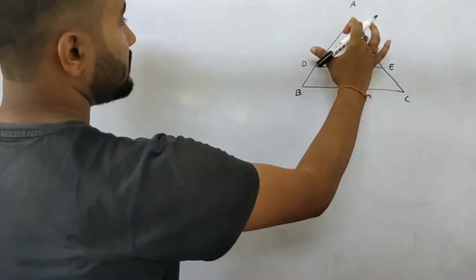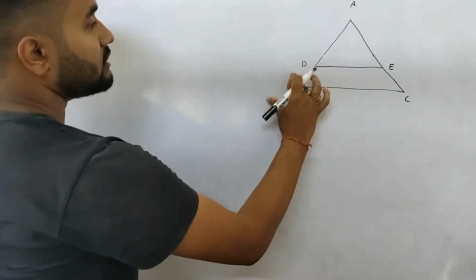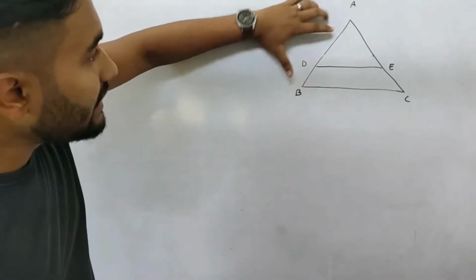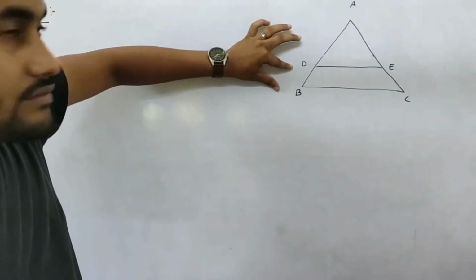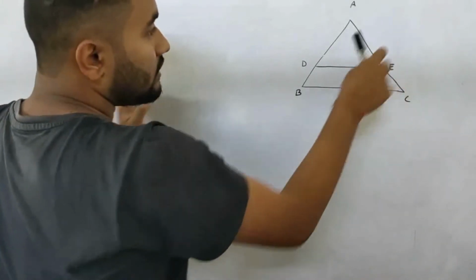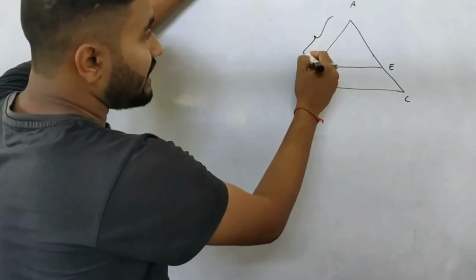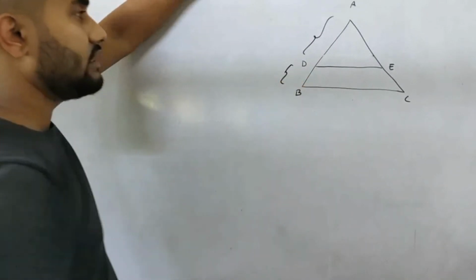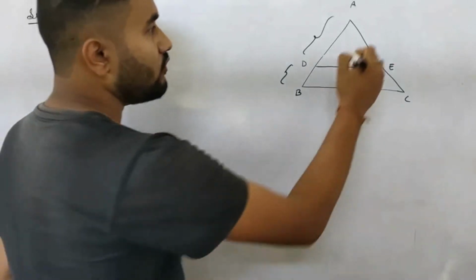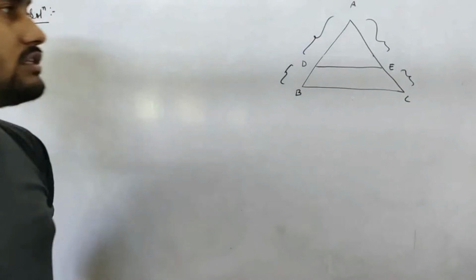What does that line mean? The other two sides are divided in the same ratio means these two sides are divided in the same ratio. That means for this side, AD by DB will be equal to AE by EC, the other side. So AD by DB, the ratio, will be equal to AE by EC. This part I have to prove.